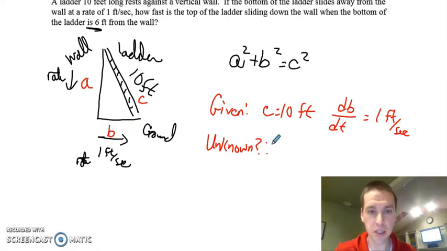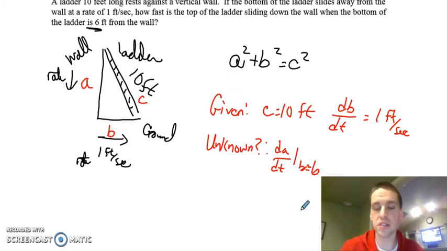The unknown is dA over dt when B equals, when the bottom of the ladder is 6 feet from the wall. So when B equals 6. And we have our givens, we have our unknown. Now we actually have to go do something with it.